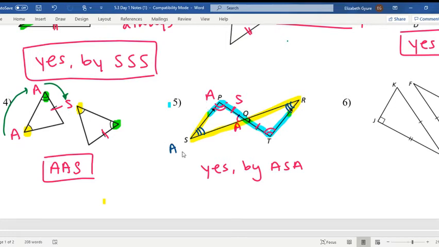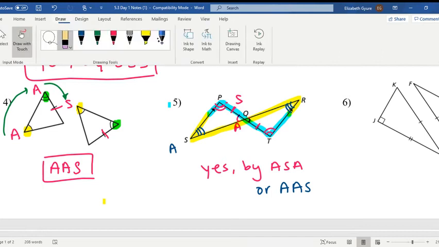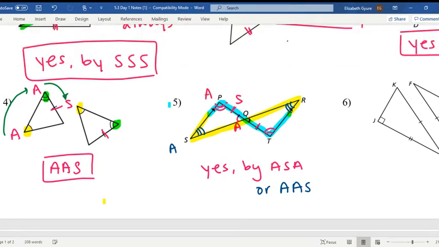Now, kind of pretend like you didn't have this angle here. Couldn't you also use angle, angle, side then? Right? We got an angle, we got another angle, we got the side that doesn't connect them. So that's another possibility. Sometimes there is more than one answer, just depending on the picture you're using. Okay? So we tend to just pick one strategy and go with it, but just something to think about.